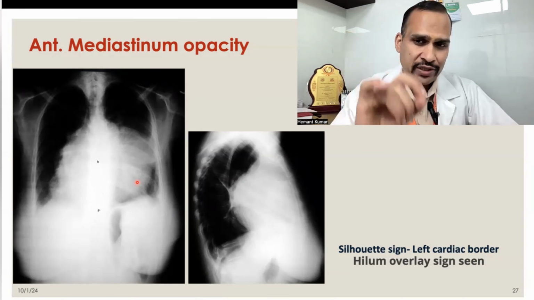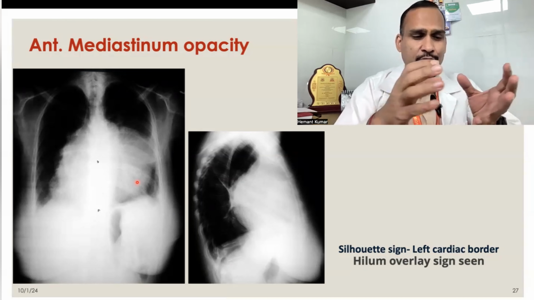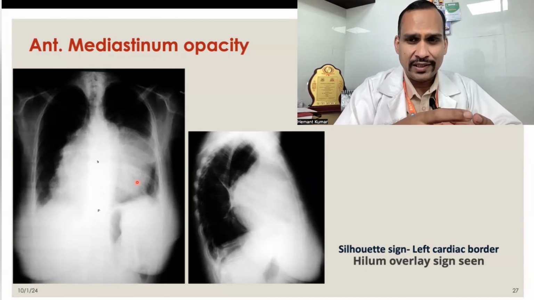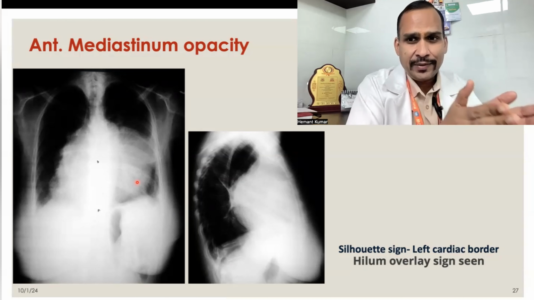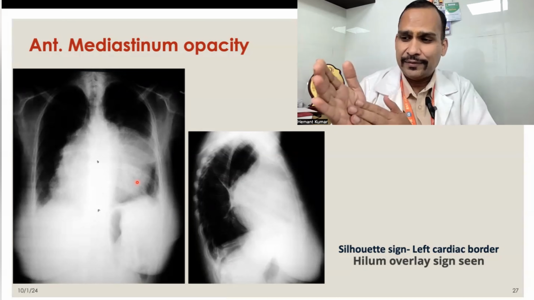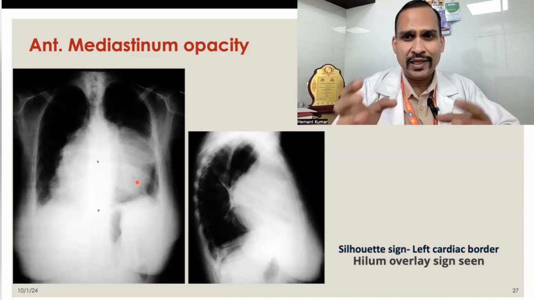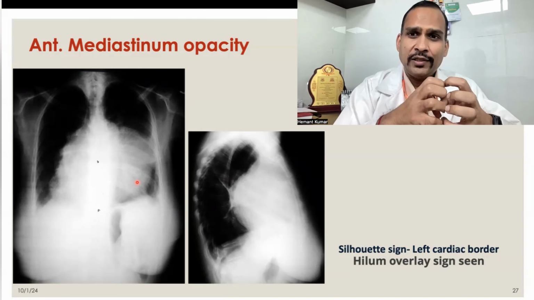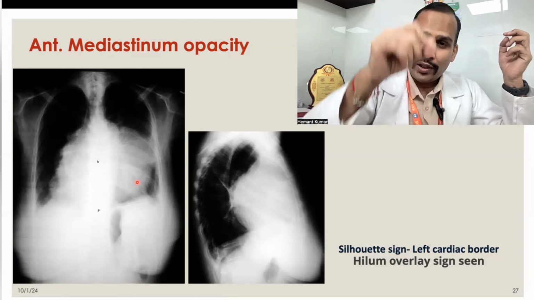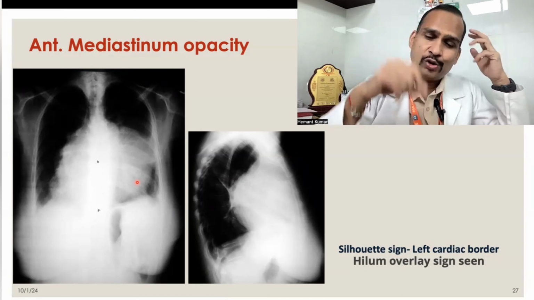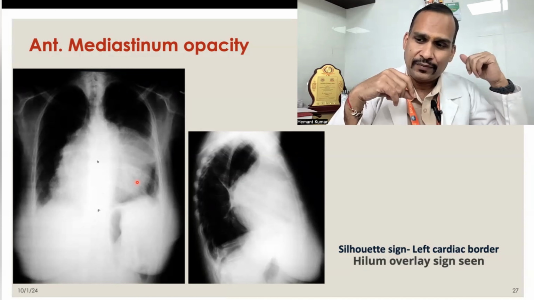So what is the silhouette sign? Silhouette sign is if two opacities are there and they have the same content, either they are liquid or soft tissue, and they are there together, so you cannot find a border to differentiate between these two opacities. That is the silhouette sign. Okay.